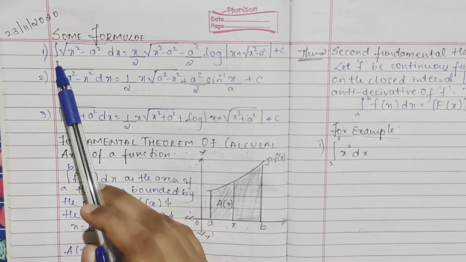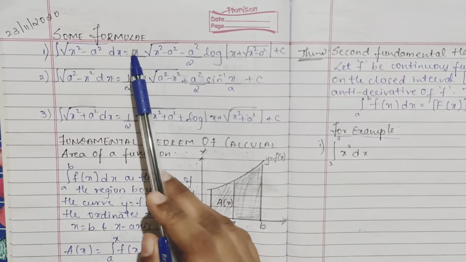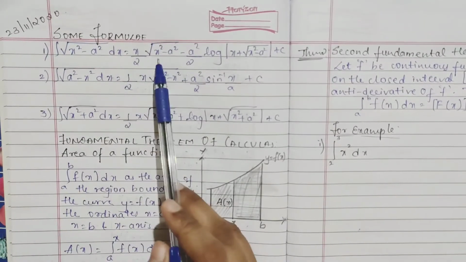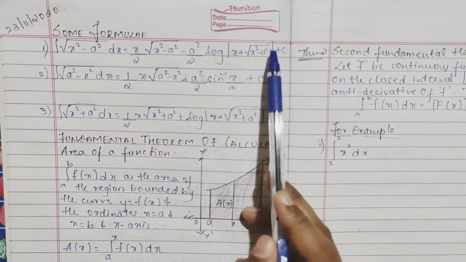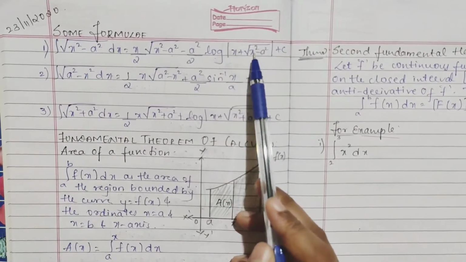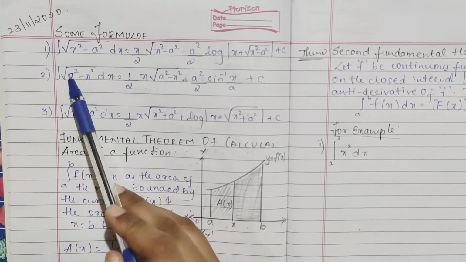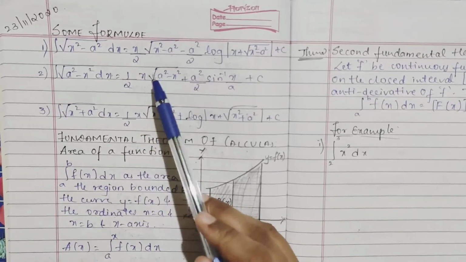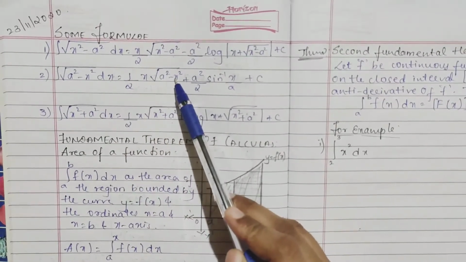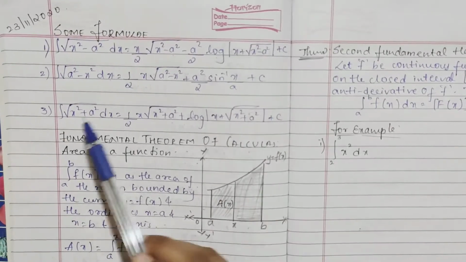Now, just the numerator part: the integration of root of x square minus a square dx is x by 2 root of x square minus a square, minus a square by 2 log of modulus x plus root of x square minus a square, plus integration constant. Integration root of a square minus x square dx is 1 by 2 x root of a square minus x square plus a square by 2 sine inverse x by a.